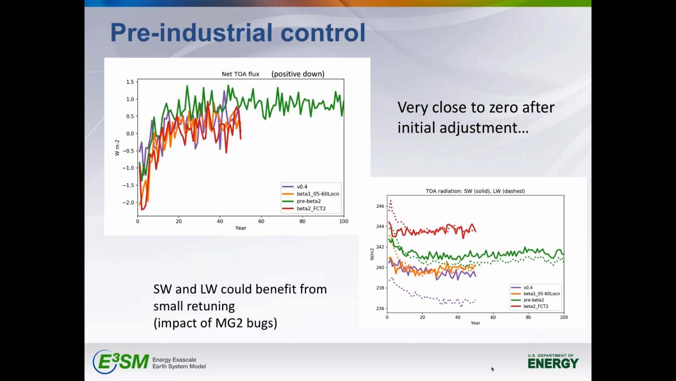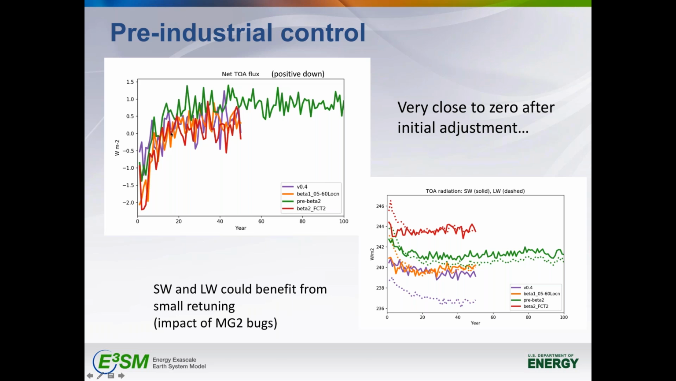So this is top of the atmosphere global average net radiation over the course of various simulations. Let me walk you through some of them. The purple line here is V0.4, so this will serve as a reference for us. This is the simulation that was done by Marsha and Kate. And then we have a beta 1 version in orange, the beta 2 version in green, and the newest beta 2 FCT2 in red here.